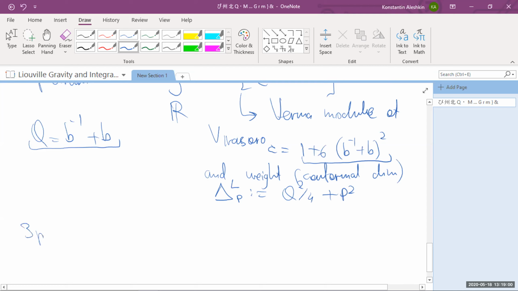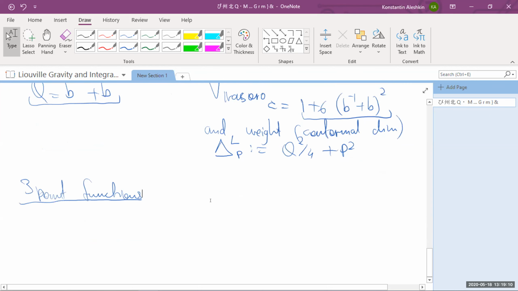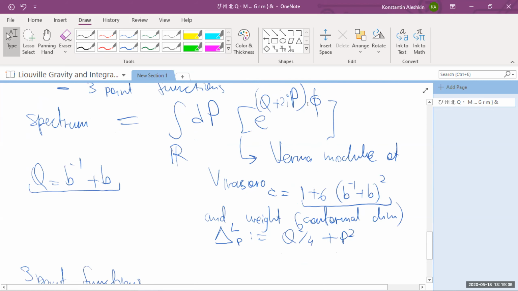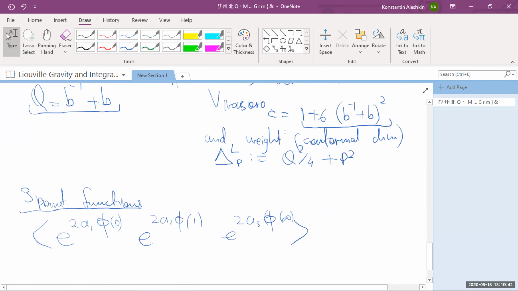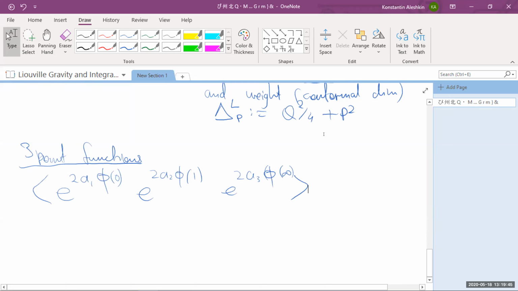Right, and then the 3-point functions. Let's say we consider 3 fields: exponent of 2a1 phi at 0, exponent of 2a2 phi at 1, exponent of 2a3 phi at infinity. These are vertex operators corresponding to the states of this theory, where this a is 1/2 of this exponent, and the vertex operators are inserted at certain points, and then this is given by the DOZZ formula.